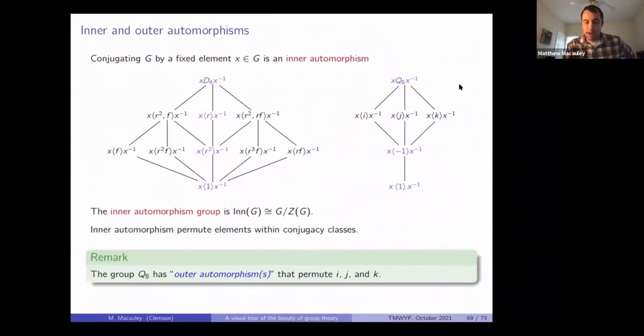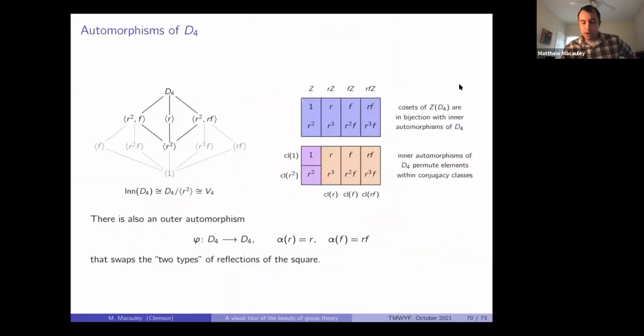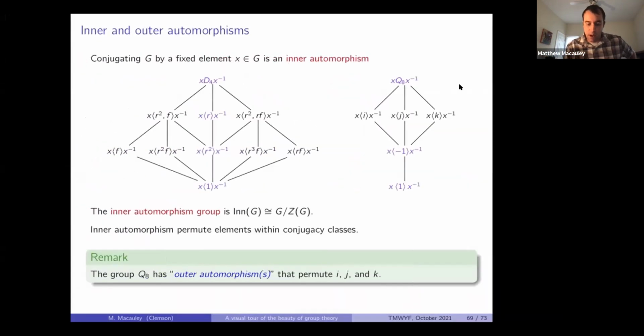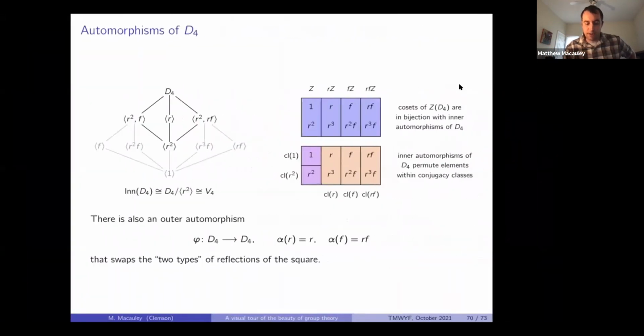So I don't have time to talk about this, it's the last topic. I'll stick around if people want to know about this, but basically inner automorphisms. So quotienting out by the center also describes the inner automorphisms. And here's a picture about this.